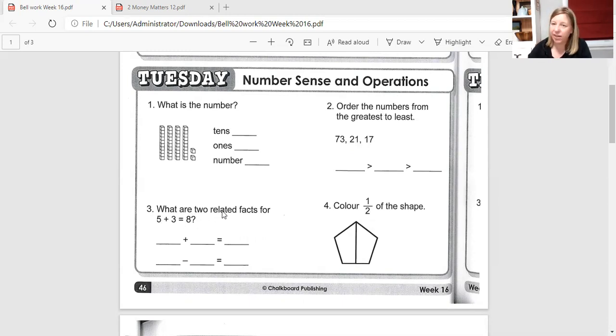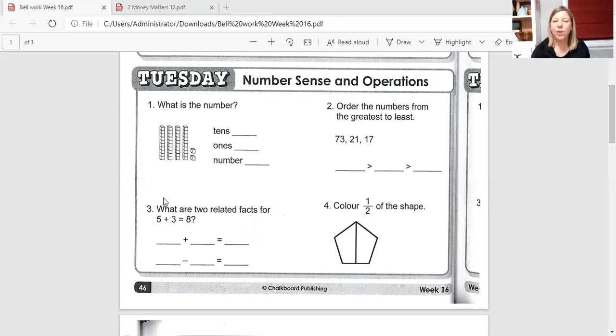Number 3, what are 2 related facts for 5 plus 3 equals 8? So you are not trying to figure out what 5 plus 3 is. They've already given you the answer 8. Do you remember we made our math related families in those little houses? We put 2 numbers in the corner of the house, and at the very tip top, we put how much they equal if you added them together.